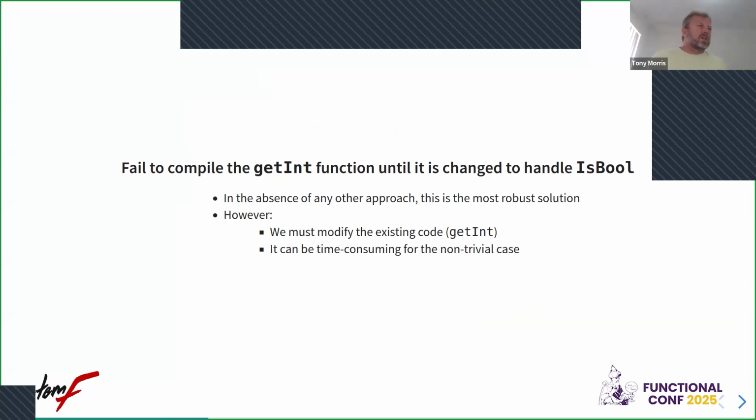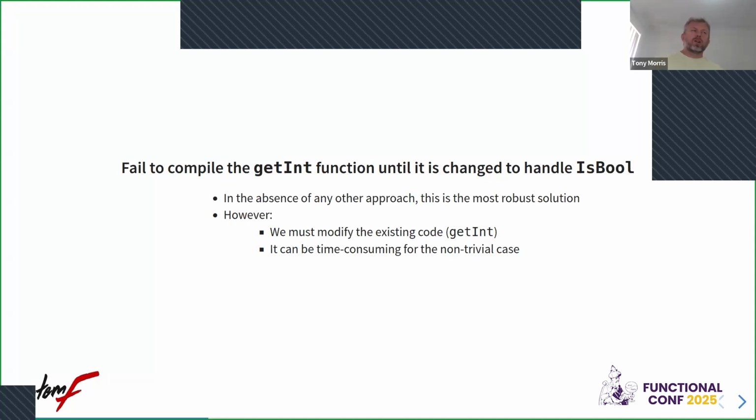So yeah, failing to compile the original function is a robust solution. But if we took this approach, we modify the existing code, the getInt function, and we add in, handle the isBool case, and return an integer.